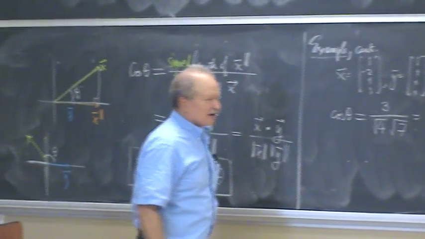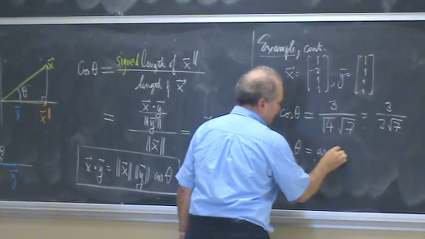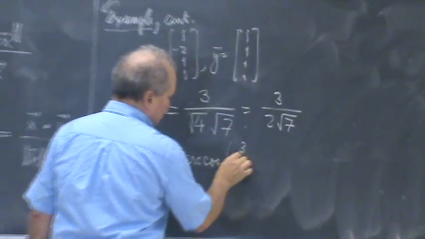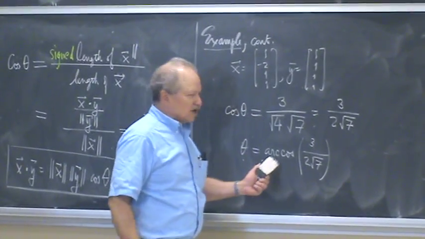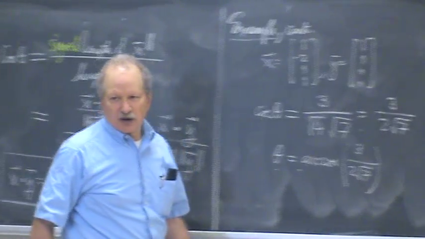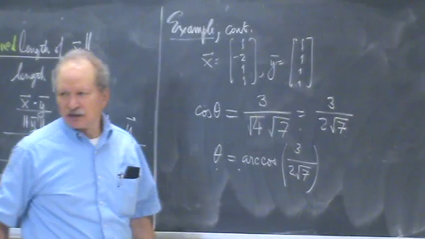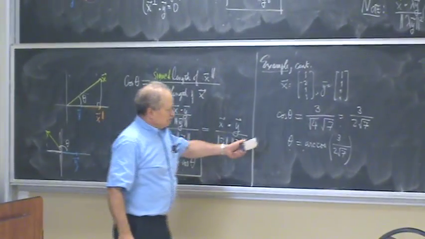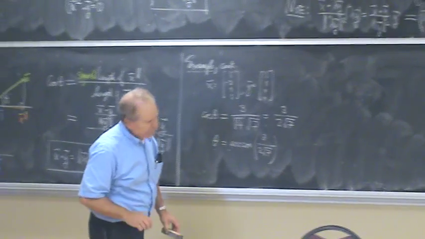And so, what is the angle? Arccosine. And by the way, WebWork will accept it if you just type in arccosine or cosine to the -1, as long as you put parentheses around what you want. You can type in square root of 7, SQRT parentheses 7. And that's the answer. Okay.